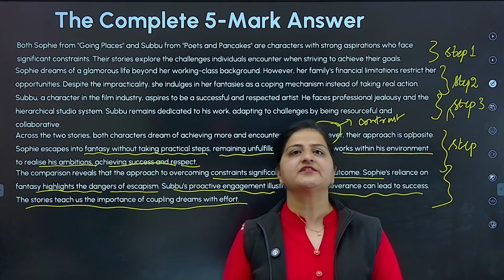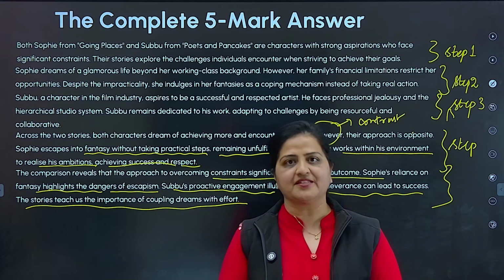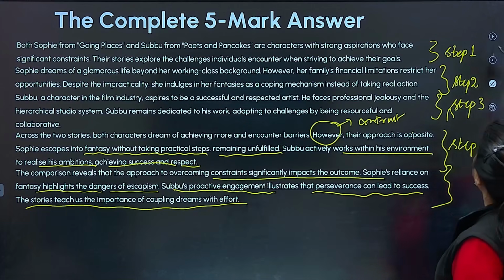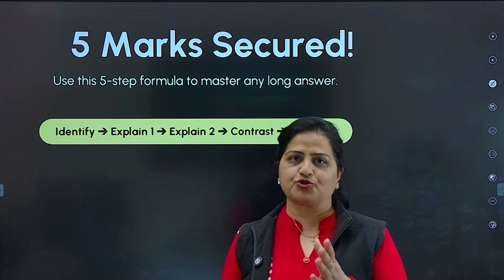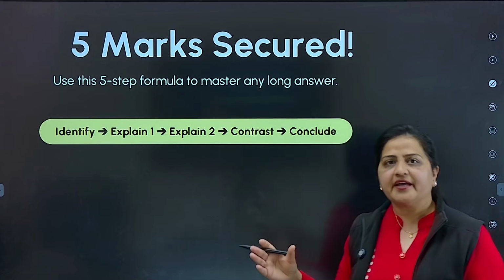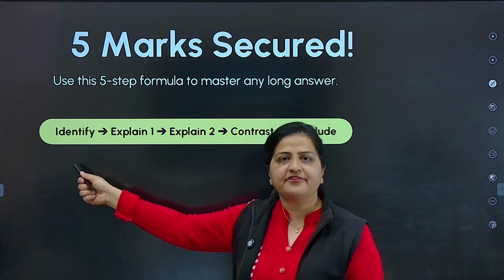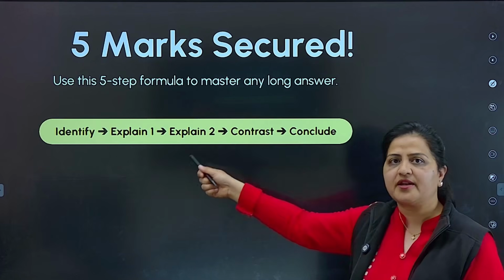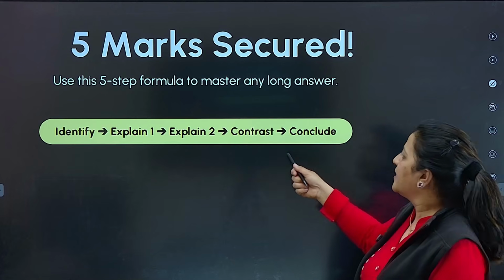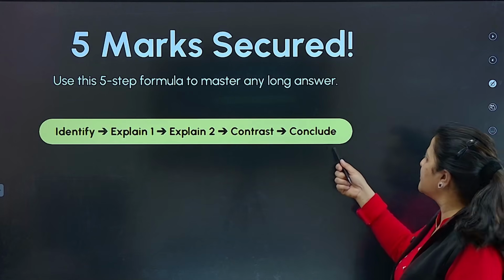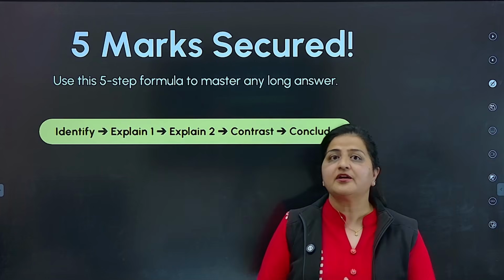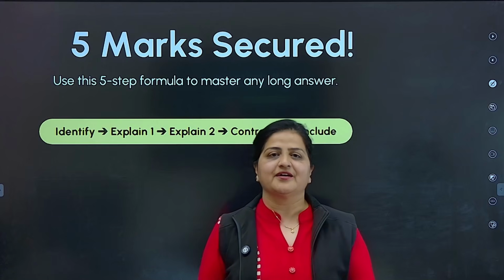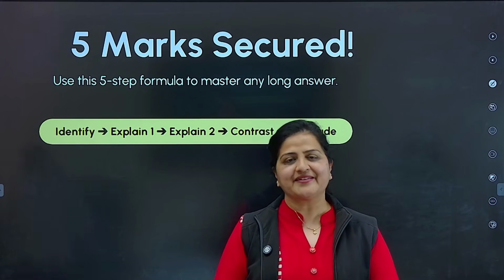I hope the things are very simple and clear and easy for you to answer now. So finally, this is your 5-mark answer. Then again recapping what we did: identified the theme, explained chapter 1, explained chapter 2, did the contrast and comparison, and then concluded by telling the examiner what we learned. So practice, practice and practice.